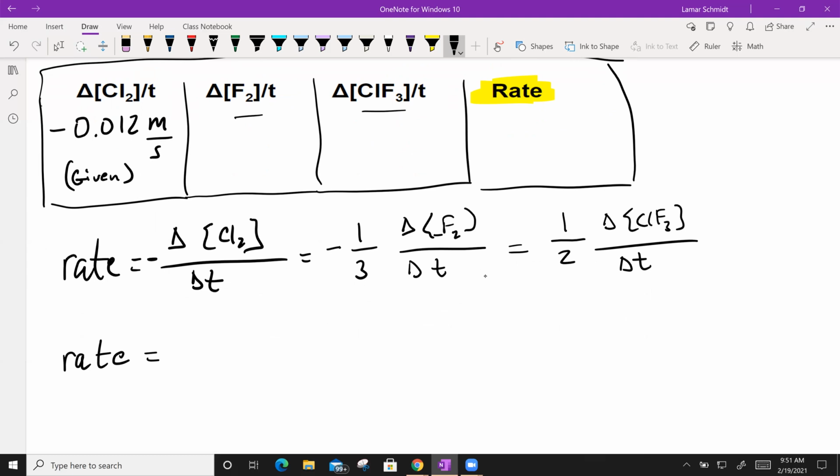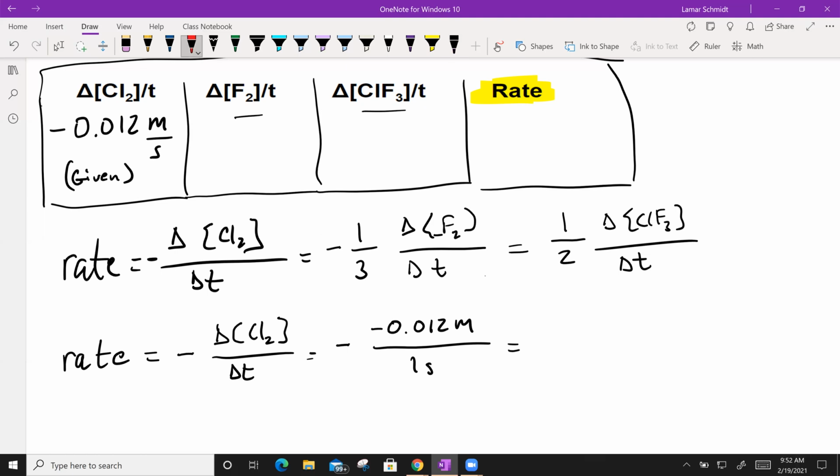And my rate expression for Cl2 is negative the change in concentration of Cl2 divided by the change in time. So what does that look like? Well, it is negative. What is my change in concentration? It is negative 0.012 molar. And what was my time? 1 second. And so what we see here is that these negative signs actually cancel, and my rate, I don't need a calculator for this, actually becomes 0.012 molar per second, because rate cannot be a negative value.